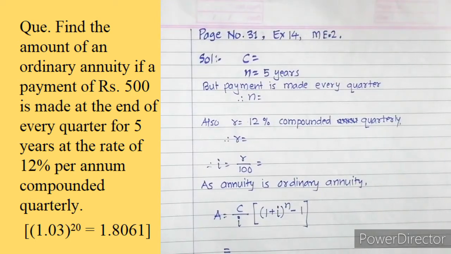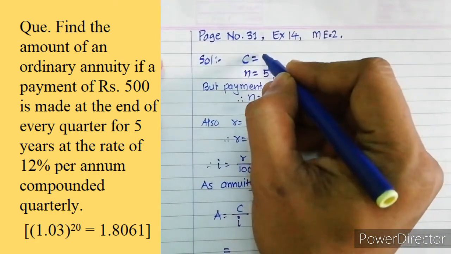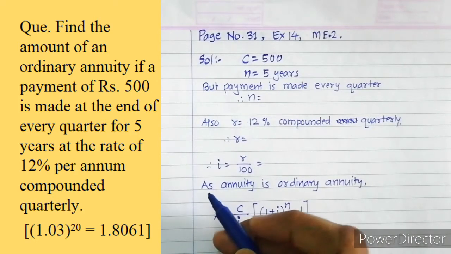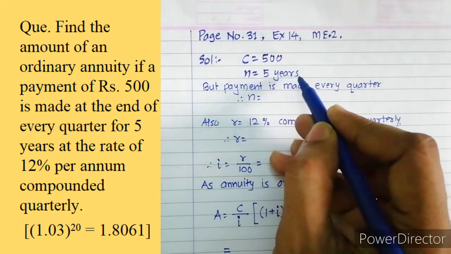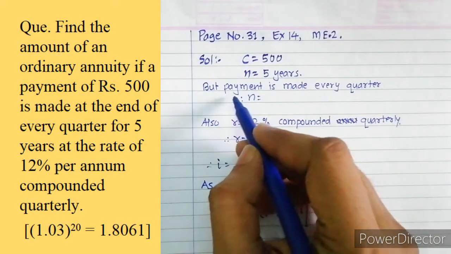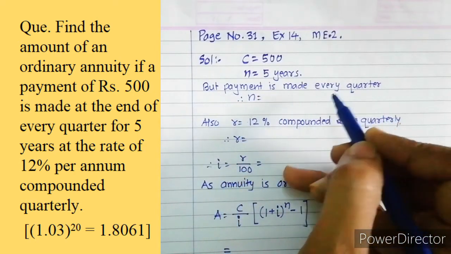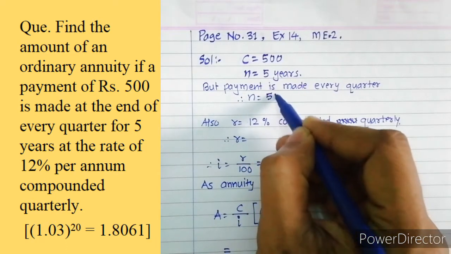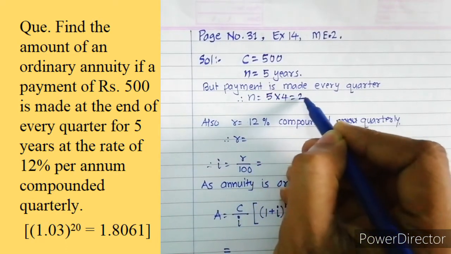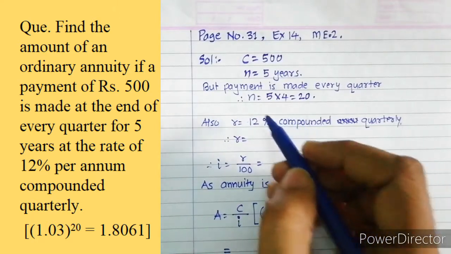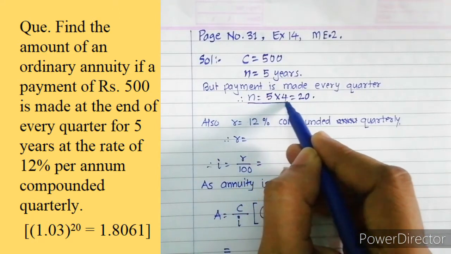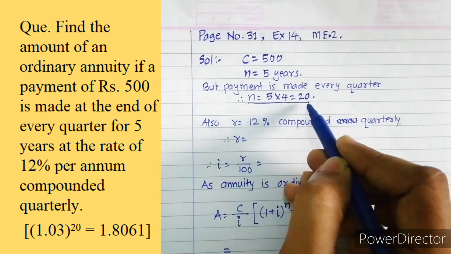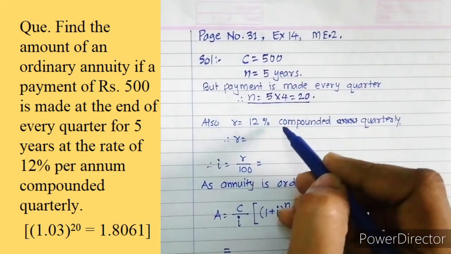Since rupees 500 is paid every quarter, our annuity, that is C, is equal to 500. Also, it is given that N is equal to 5 years. But the payment is made every quarter. It means there will be 4 payments in 1 year. So in total 5 years, there will be 5 into 4, that is 20 payments. Now see the important thing: in this example we will take N is equal to 20. Actually N is the number of payments made in those 5 years.